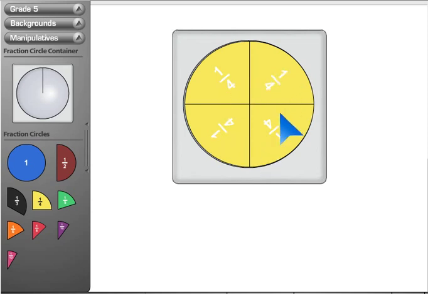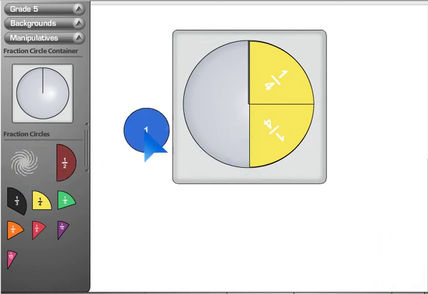1, 2, 3, 4. So let's remove 1 there. So you're left with 1, 2, 3 parts out of 4. So it's 3/4. We took away 2/4.